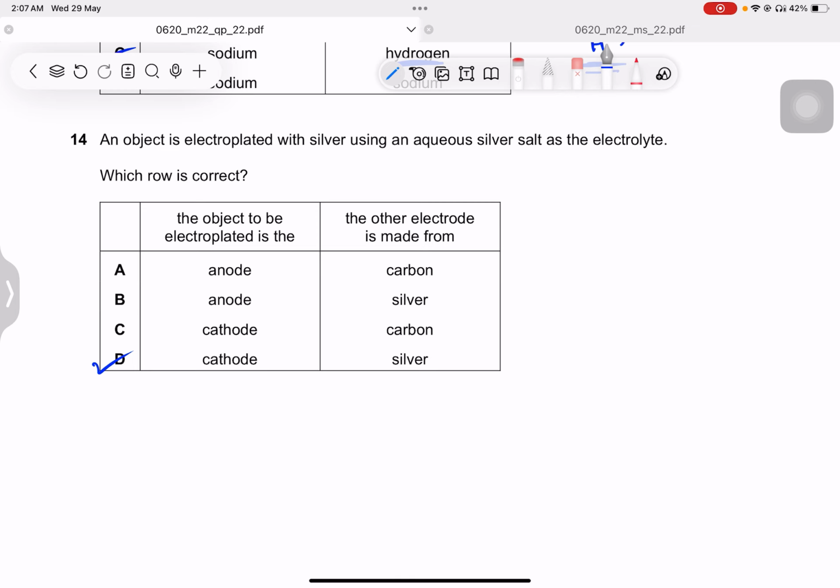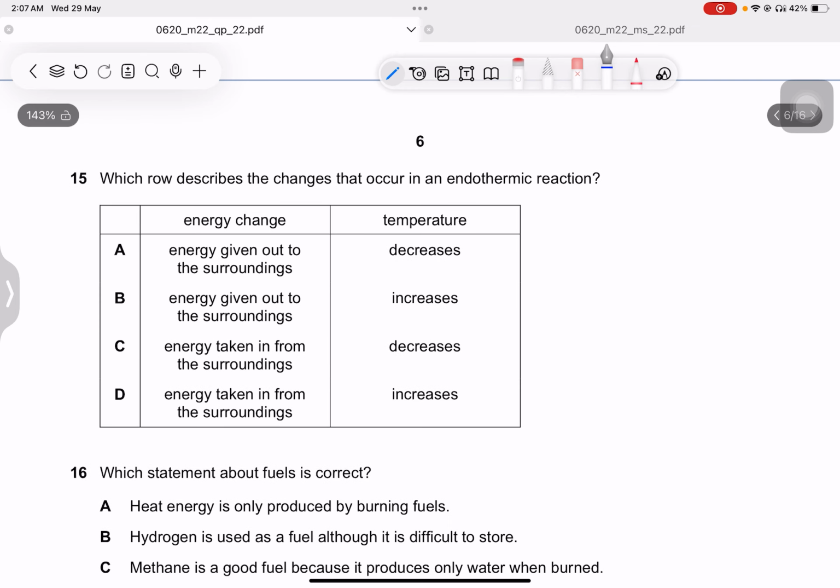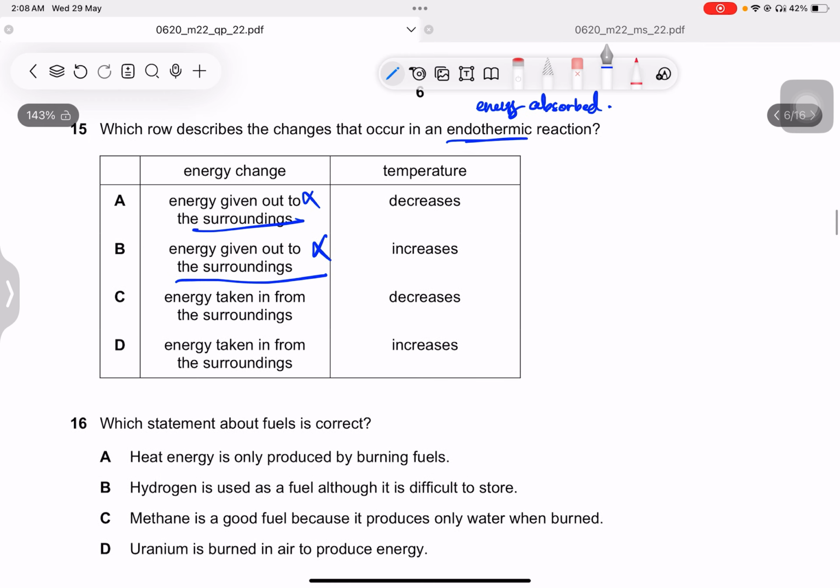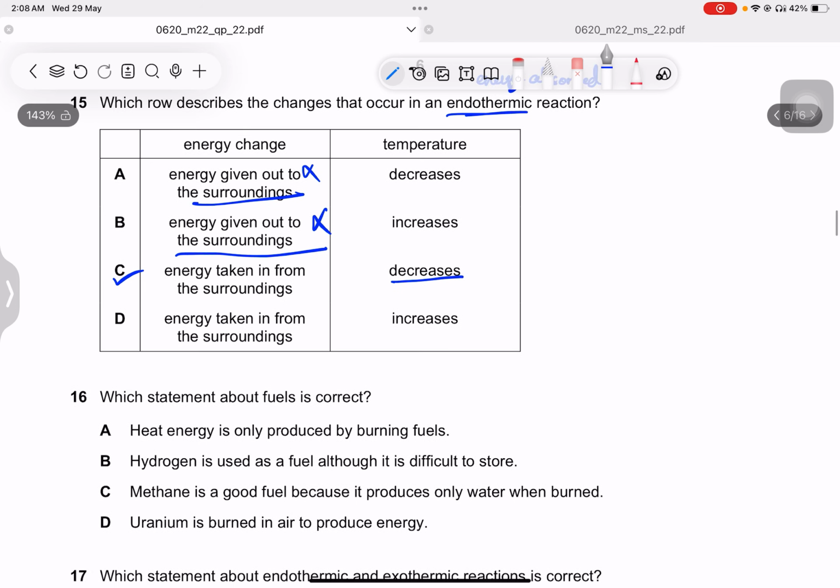Next, which row describes the changes that occur in an endothermic reaction in which energy is absorbed? Endothermic is a reaction in which energy is absorbed. So energy given out to the surroundings, no. Energy given out to the surroundings, no. Energy taken in from the surroundings, yes. Temperature decreases, yes. When energy is absorbed, the temperature is decreased. This is just the opposite.